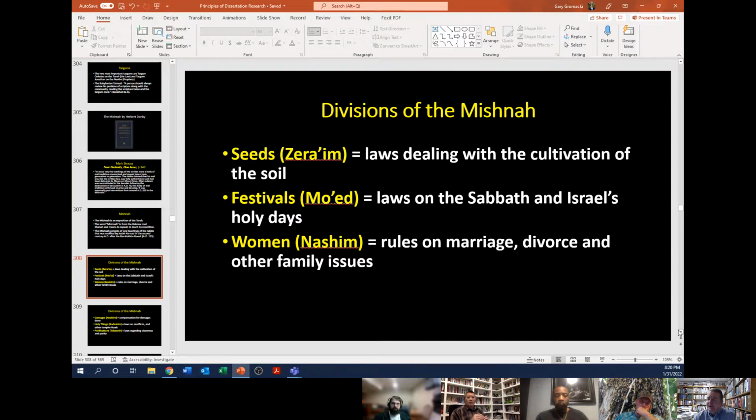So the Mishnah is divided into these sections: seeds, Zeraim, laws dealing with the cultivation of the soil. Of course, you know, they had the sabbatical year. They were not to plant. You know, they could plant and harvest for 6 years, and then they were allowed 1 year for the land to be fallow, not to be plowed or harvested. Of course, they broke that.